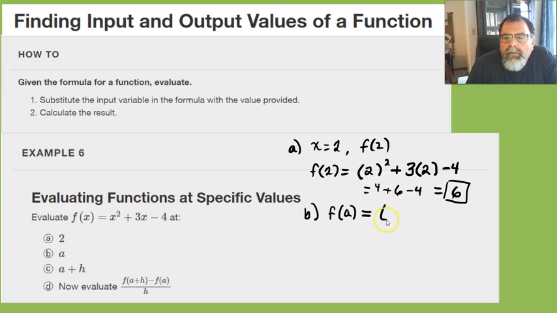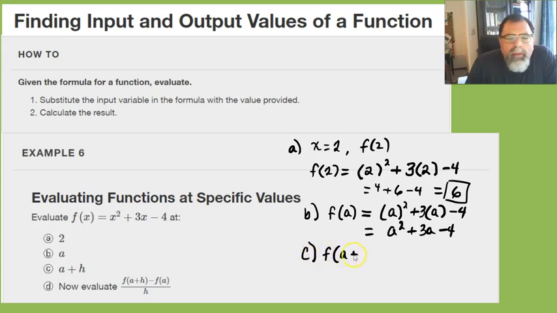So everywhere there's an x, we're going to leave a blank parenthesis, and then we're going to substitute in the given value, which is a, the input value. And then simplify it. Well, there's really nothing to do with this one. So it's just changing x's to a's.